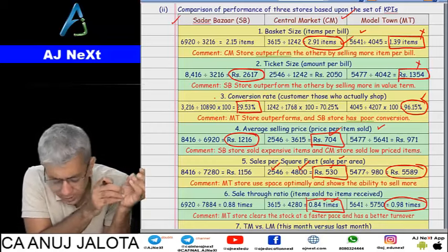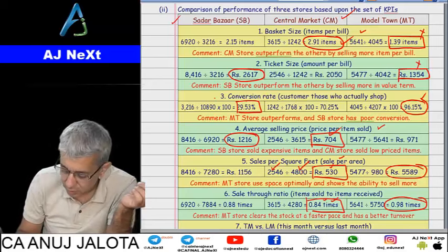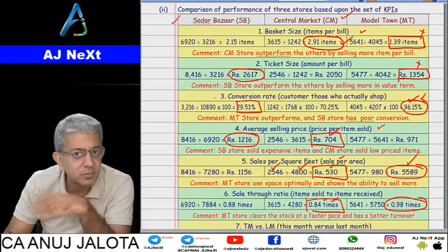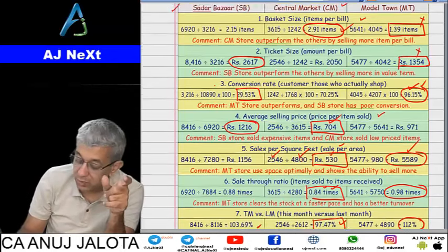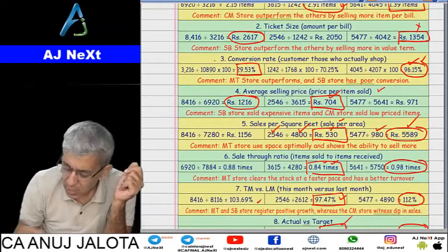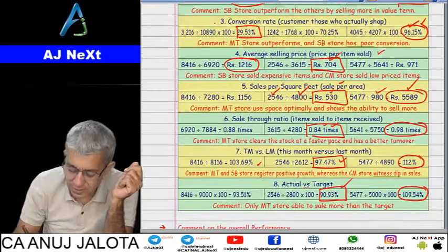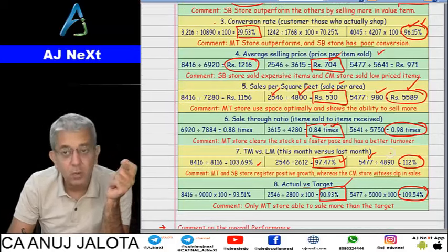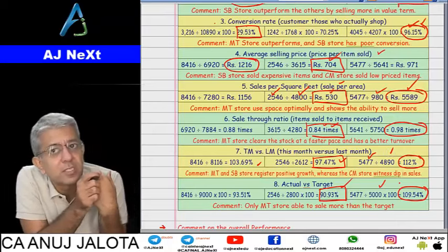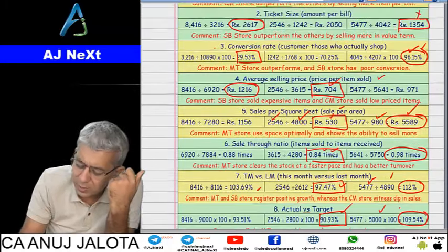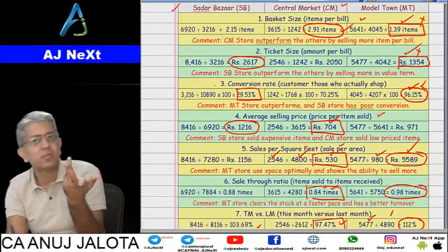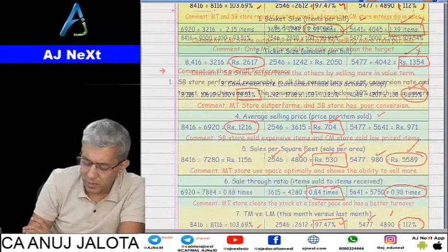But it is strong at most of the places here. Its conversion ratio is superb. Sales per square feet is the best. It is very high as compared to the other stores. So it's a small store with only 980 square feet, but doing phenomenal sales. Apart from that, as compared to last month, it is doing very good. As compared to targets also, it has done very good. Few problem areas that I told: one is the basket size and the other is the ticket size, where it needs to improve. That is whatever I must have told over here.